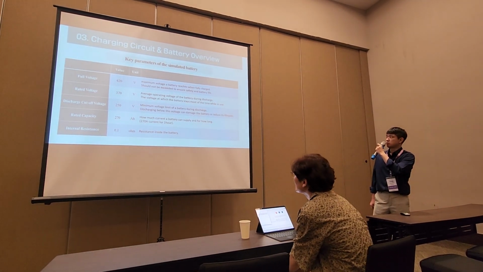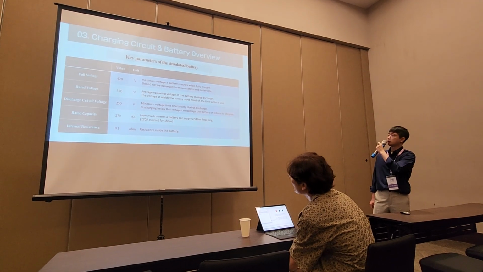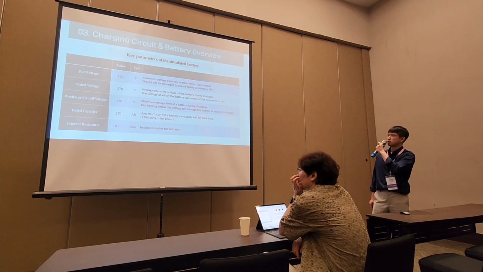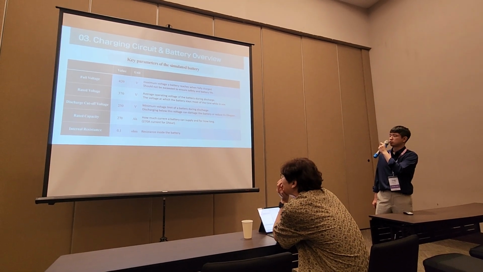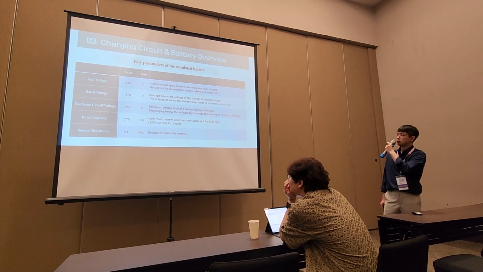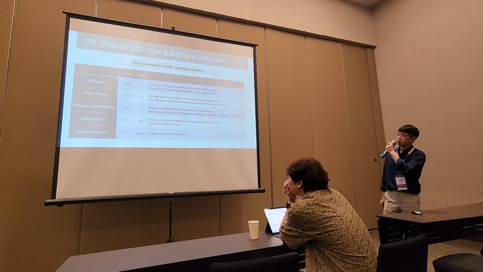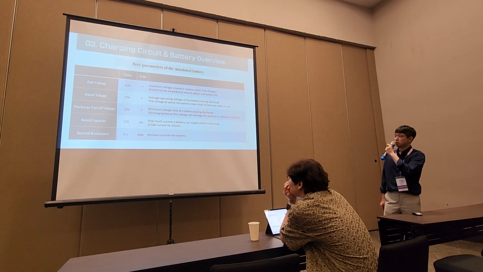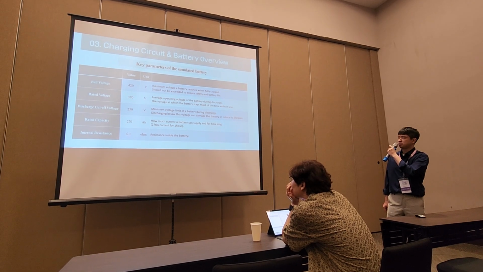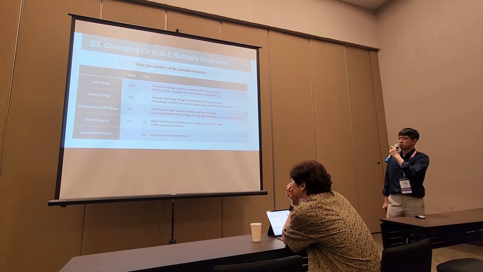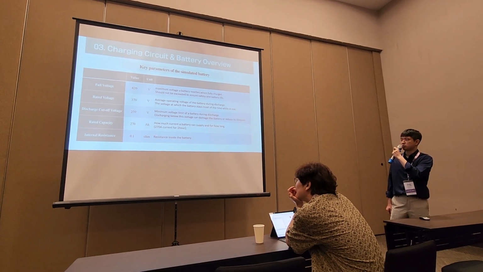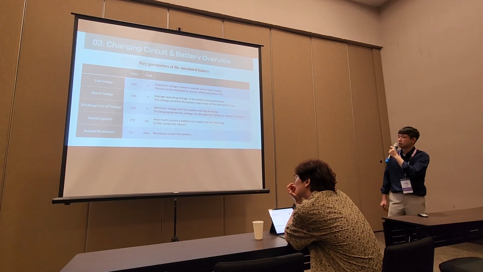And these are the key parameters of the simulated battery. Full voltage is 420 volts, and this means the maximum voltage of the battery when fully charged. Rated voltage is 307 volts, and it's the average operating voltage. Discharge cutoff voltage is 250, and this means the minimum voltage limit of the battery during discharge. The rated capacity is 270 ampere hour, and in this case it means the battery can supply 270 ampere of current for 1 hour.